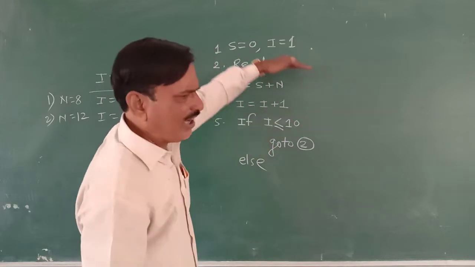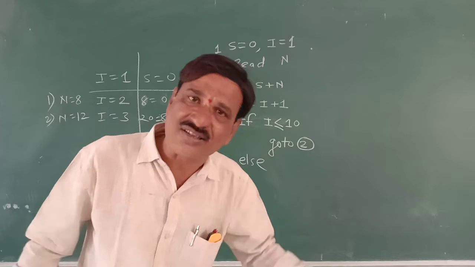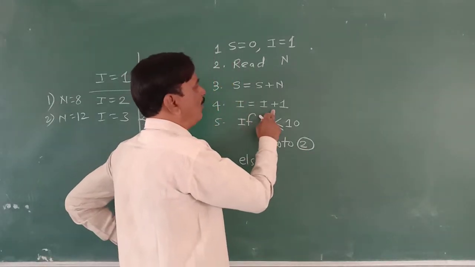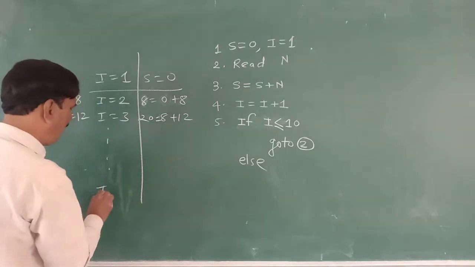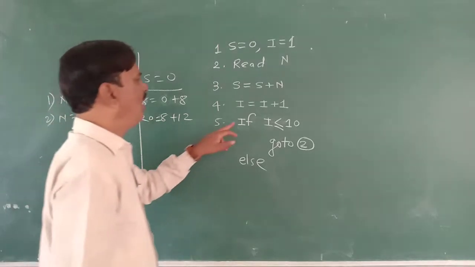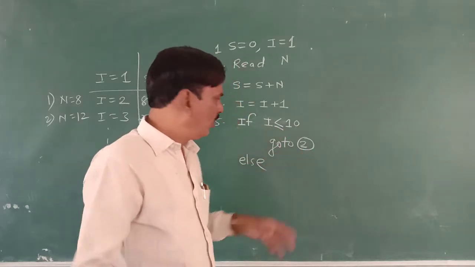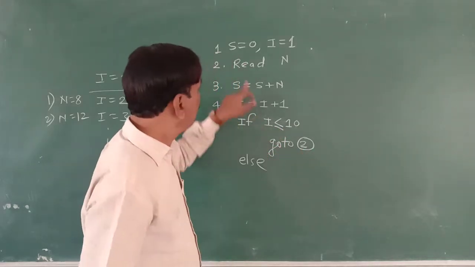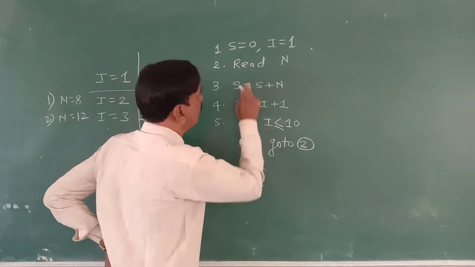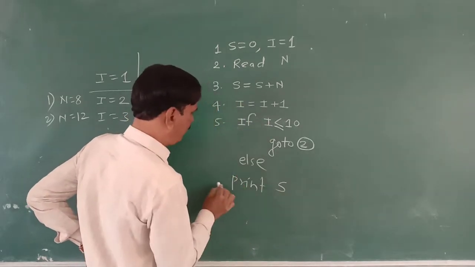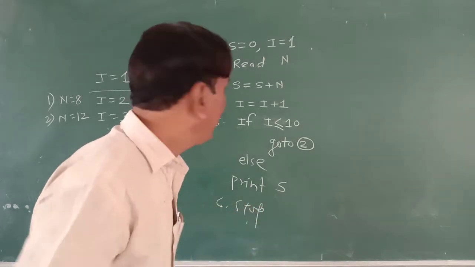Suppose the loop is repeated 10 times, and when the value of I becomes 10, it is the last time. I is equal to I plus 1, I becomes 11. At that time, if I is smaller than or equal to 10, it will say no. If no, it will not go to 2, rather it will print s, stop. Now we will draw a flowchart.